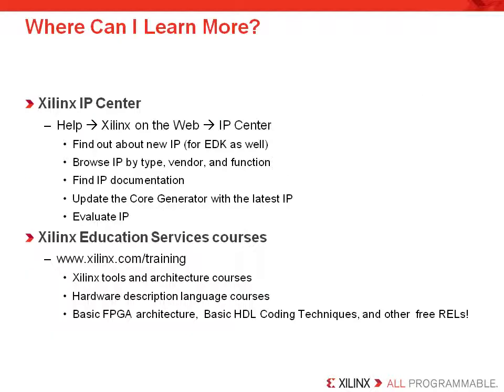Well, there is lots of useful information about the code generator that can be found at the IP center. This can be reached from the ISE software by using the help command. The IP center will allow you to learn about new IP, update your code generator, find documentation about each core, and download AllianceCORE IP for evaluation.